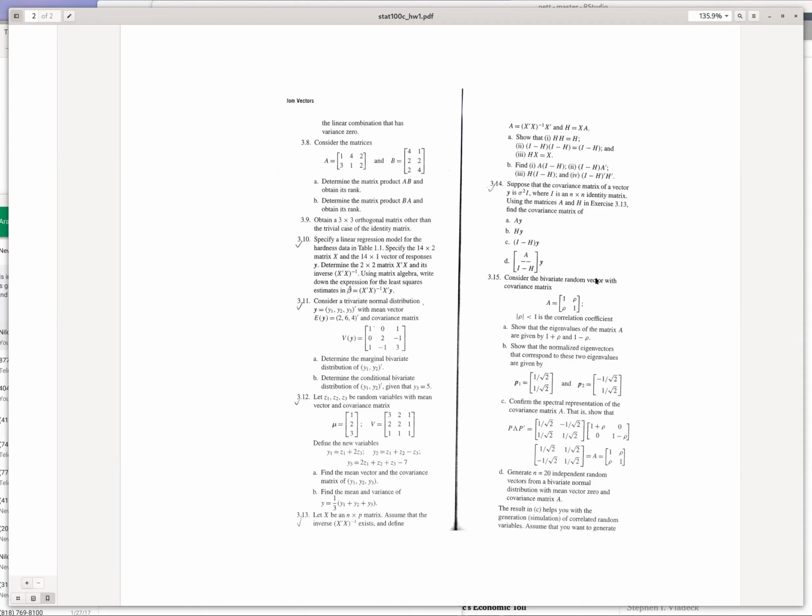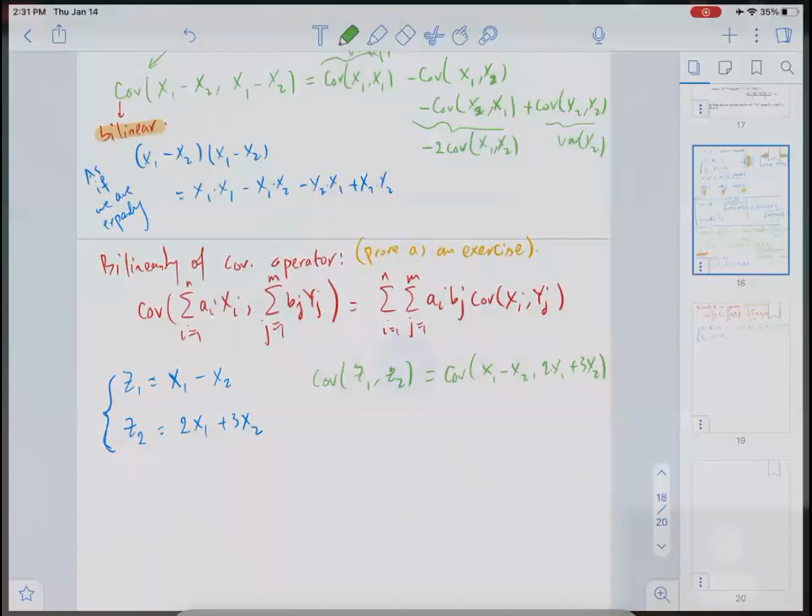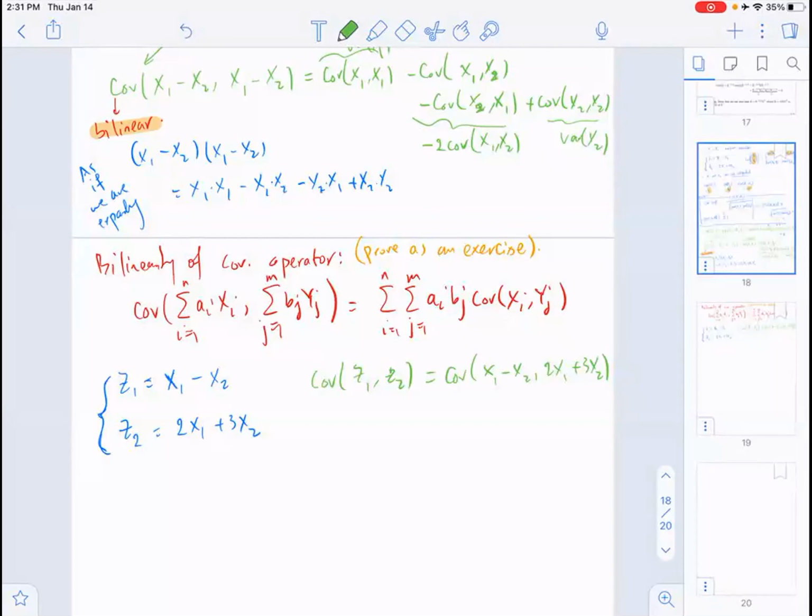So if I want to do the covariance of Z1 and Z2, how can I proceed? It's going to be the covariance of x1 minus x2, 2x1 plus 3x2, right? Professor, you're still sharing the homework screen. Yeah. Okay. Sorry. See if it worked. No, it did not work. Okay, let's hope it works this time. Okay, works now, right?